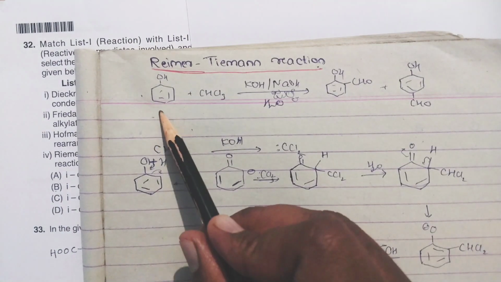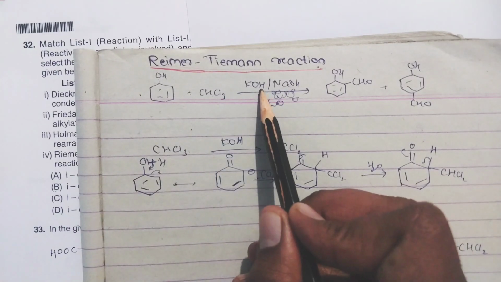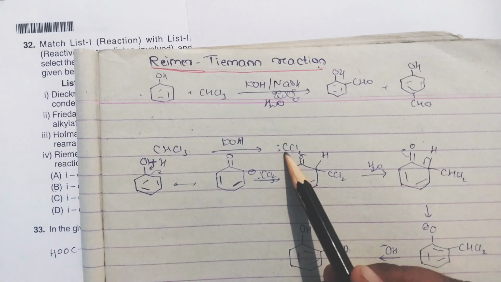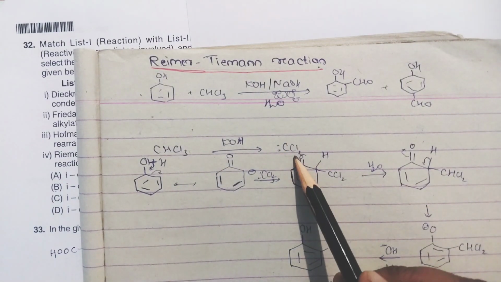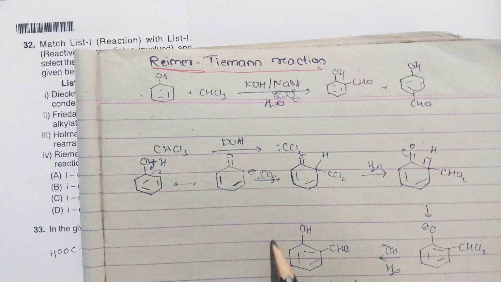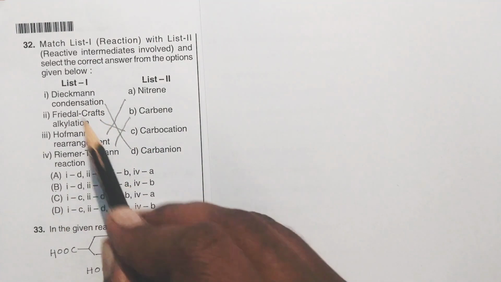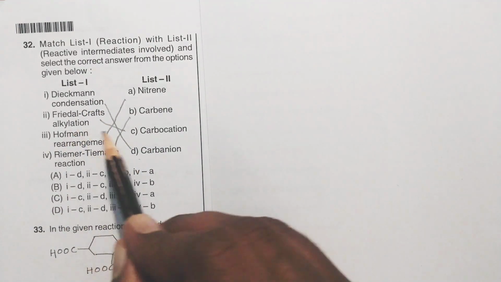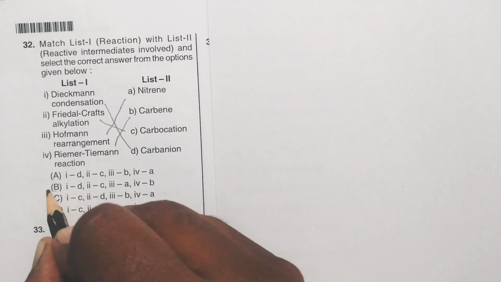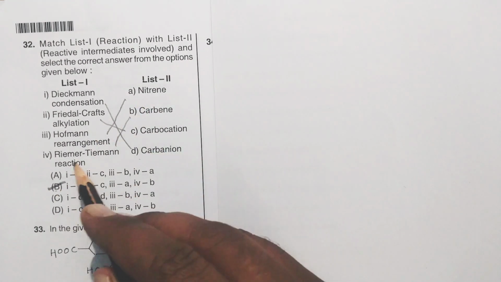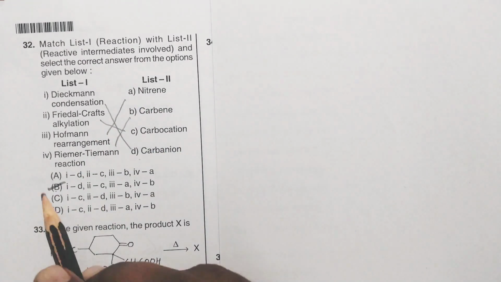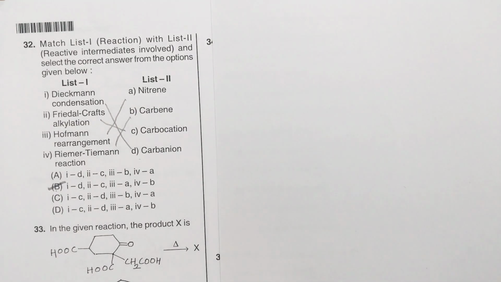This is the reaction. Phenol reacts with chloroform in the presence of base. Here you can see the dichlorocarbene is the intermediate. Hence we are going to get the formylated product. Hence 1 is C, 1 is D, 2 is C. Hence option B is correct. 3 is A and 4 is carbene. Hence the option B is correct.